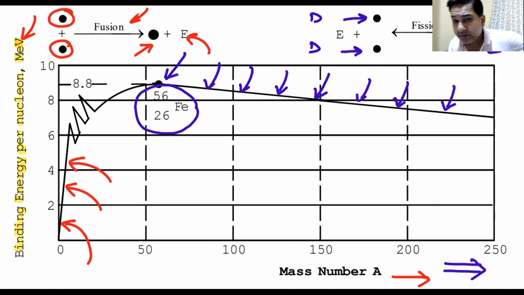26 is obviously the atomic number, 56 is the mass number. This is the most stable nuclei that we have found in the universe, in the entire periodic table. There might be other elements which we'll discover with time, but this is probably going to be the most stable nuclei that we will find. Do we understand this? The most stable nuclei is iron 56 26, and it has a binding energy per nucleon of 8.8. Do we understand this?